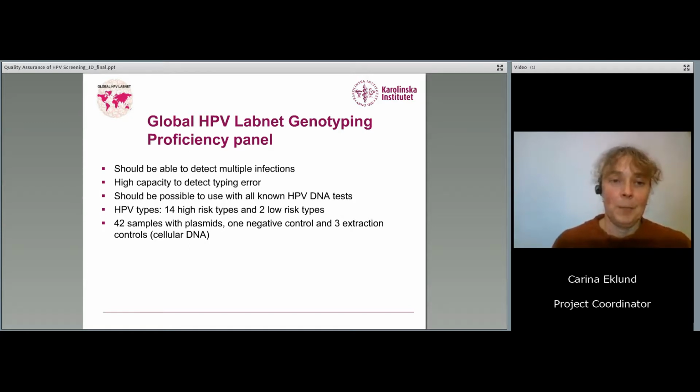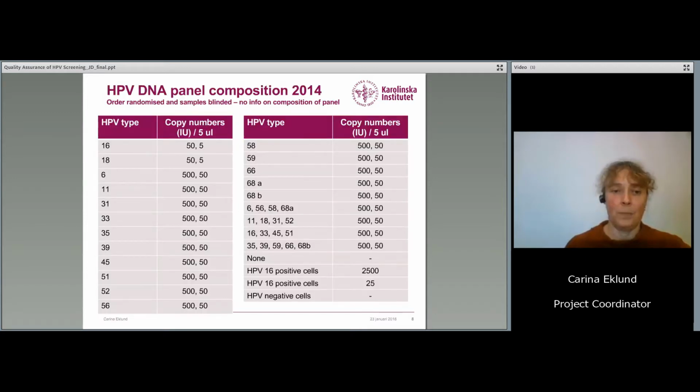Now I will talk a little bit about HPV global proficiency panels. We started to do HPV global proficiency panels that should be able to detect multiple infections. They should have a high capacity to detect typing errors, and it should be possible to use with all HPV DNA tests. Our HPV global proficiency panels detect 14 high-risk types and 2 low-risk types. It contains 42 samples with plasmids, 1 negative control, and 3 extraction controls.